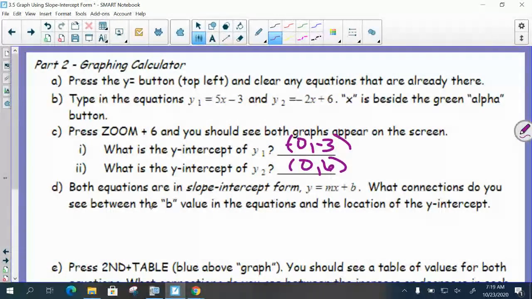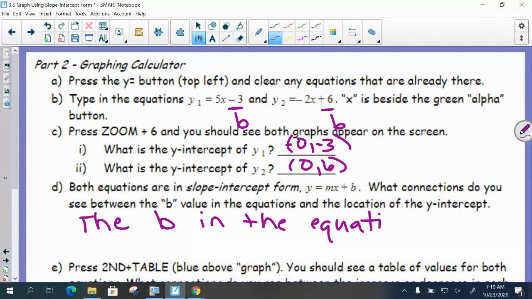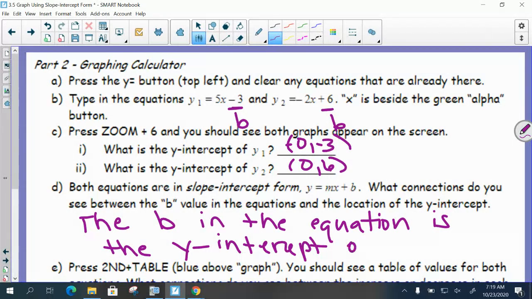What connections do you see between the b value in the equation, so negative 3 and 6, that would be the b, and the location of the y-intercept? Well, they are the same. So the b in the equation is the y-intercept of the graph.